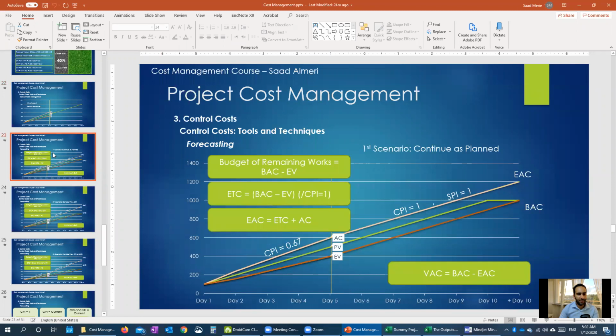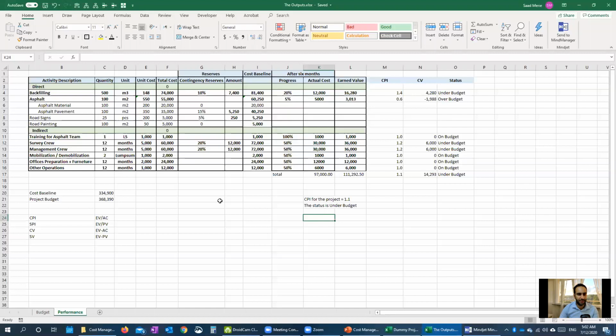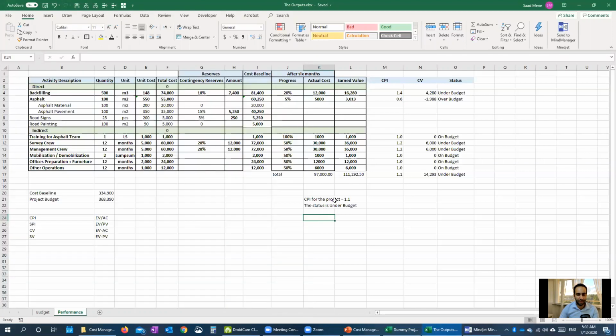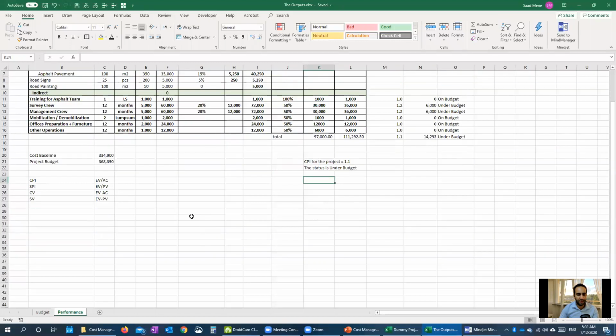The next thing we will try to do is the forecasting. I finished 50% of the time, and in this 50%, after 6 months, I have the status like 1.1. So we said that in the forecasting, we have 4 scenarios.